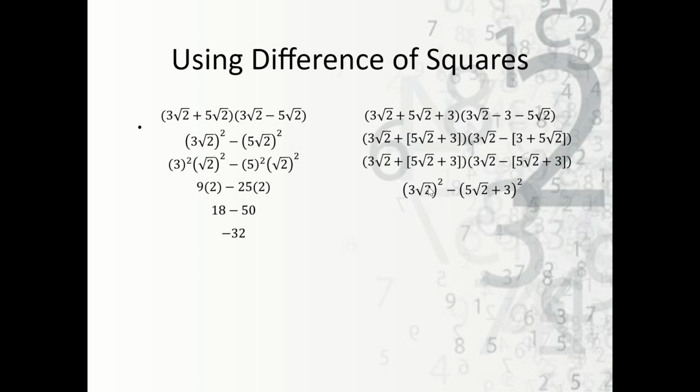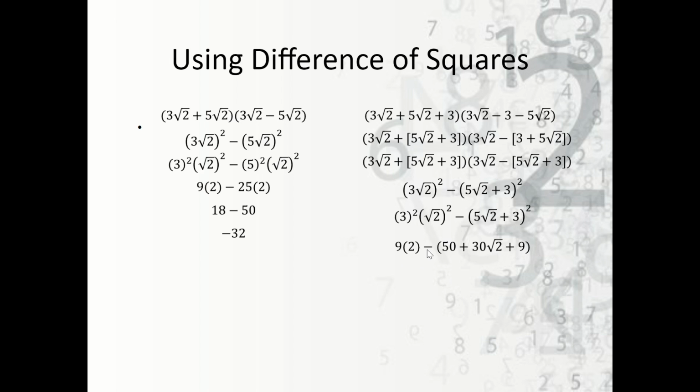as 3 square root of 2 squared minus 5 square root of 2 plus 3 squared. So now we can go ahead and multiply this out. So we're going to say 3 squared and square root of 2 squared. And then here we have 5 square root of 2 plus 3 squared. Now with this, we're going to have to actually FOIL it. And when we do that, we get 9 times 2 minus 50 plus 30 square root of 2 plus 9.